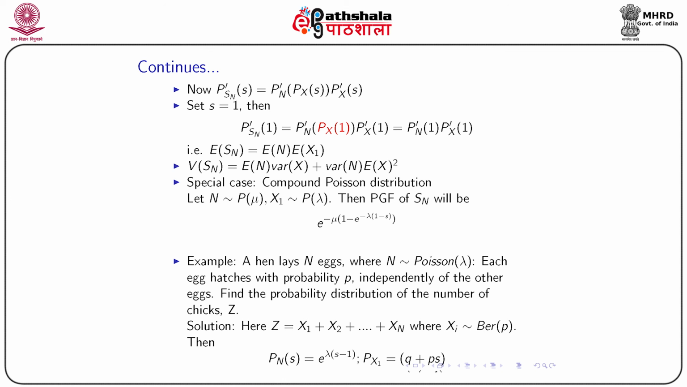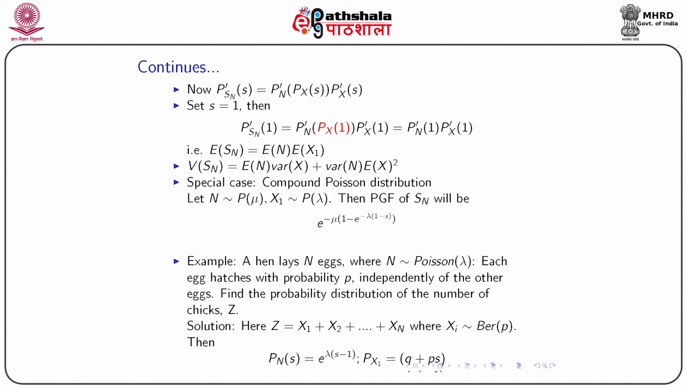This is a funny example we have: a hen lays capital N eggs, where capital N follows a Poisson distribution with parameter lambda, and each egg hatches with probability p independently of the other eggs. Now we are to find the probability distribution of the number of chicks, capital Z.